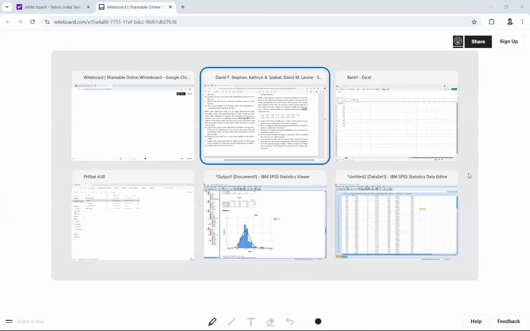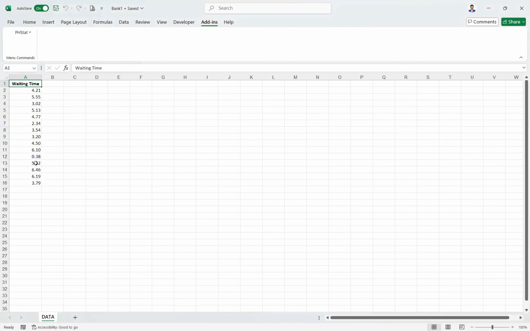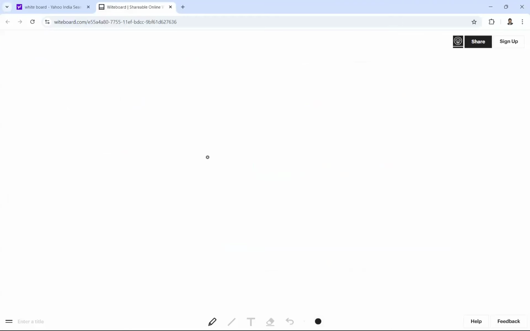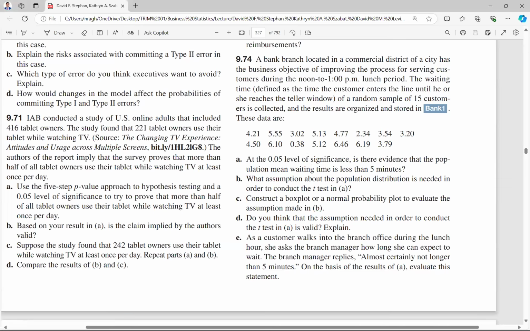What did you understand first seeing the question? See, they have given a simple single column of data. Did they ask for descriptive statistics? No. Are they asking for any regression? No. Just gave one data. They have given us the level of significance. They are saying, is there an evidence, means are you finding an evidence that the mean waiting time is less than 5 minutes?